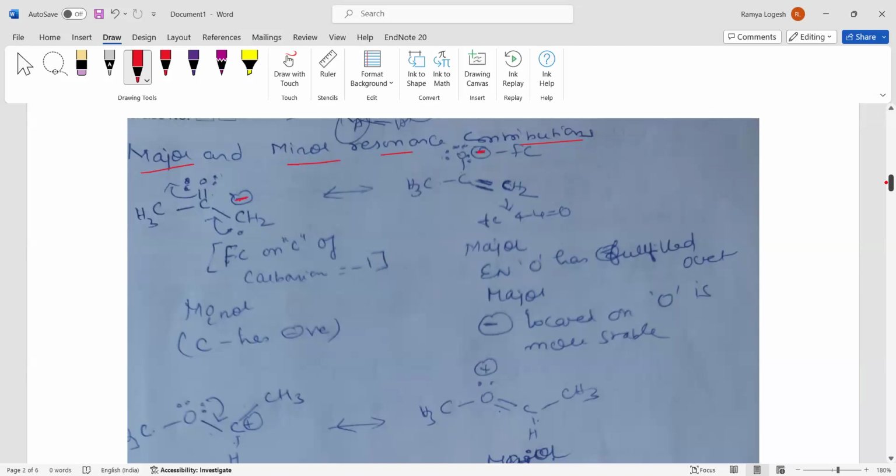Again, here I have one negative. Yes, the conservation of charge is maintained. Fine. But which is majorly contributing, which is minorly contributing? That is the question. What is the first thing? A carbon, generally carbon with negative is less stable. Okay, 1 minute. I'll take this case later.